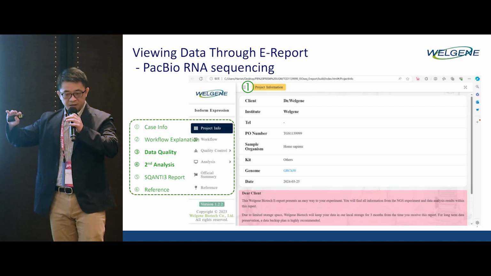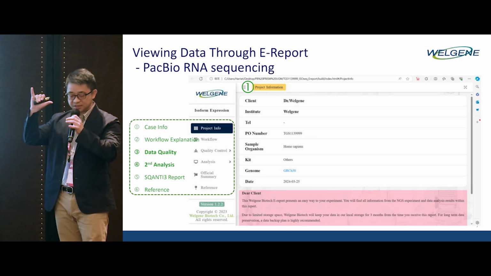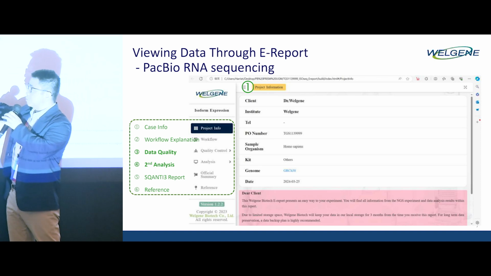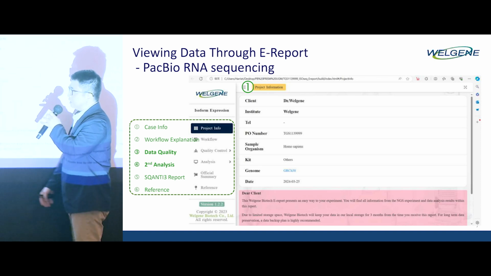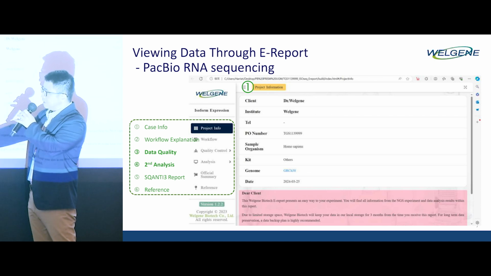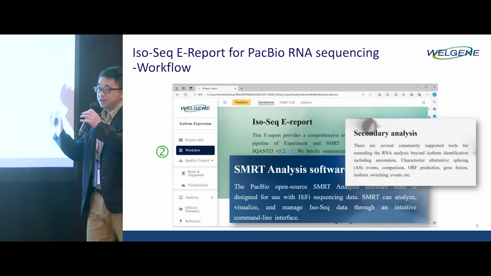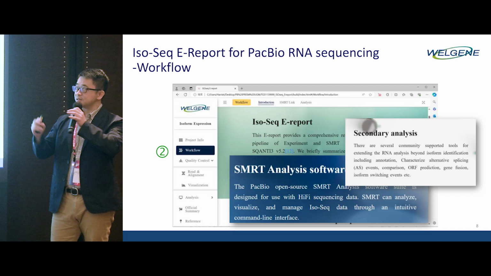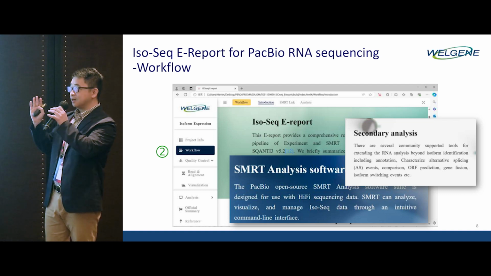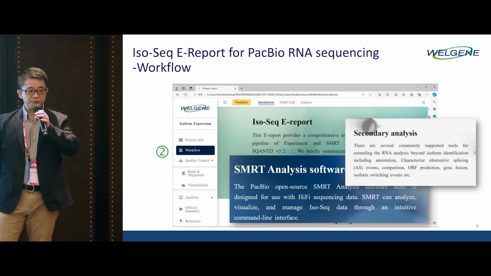Here I will show you the main parts of the e-report. It contains 6 main parts: project information, the client information, the workflow explanation and information, the sequencing quality and visualization, and the analysis result. And the last 2 parts are the official summary and the reference. Here, I will dive into the demonstration to let you get a better idea of what the e-report is. This data comes from kinase RNA sequencing by the Revio system.